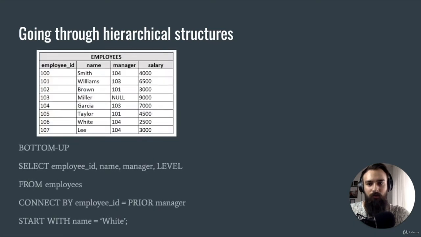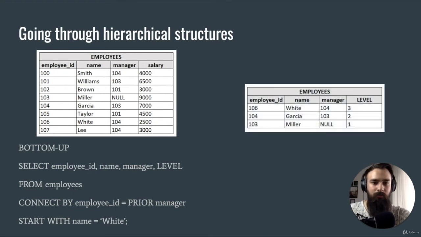The second way to go through this table is from bottom up, where we select the same data, but we use the prior keyword before the manager ID, so that we display the employees from bottom up. We start with the name White, being the employee from the last level, and then these employees will be displayed. The employee from level 3 with its manager, and then the manager of the employee from the level 2.